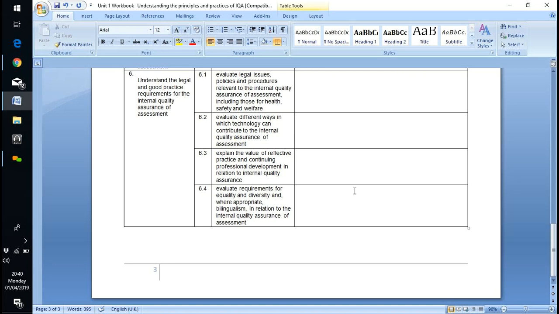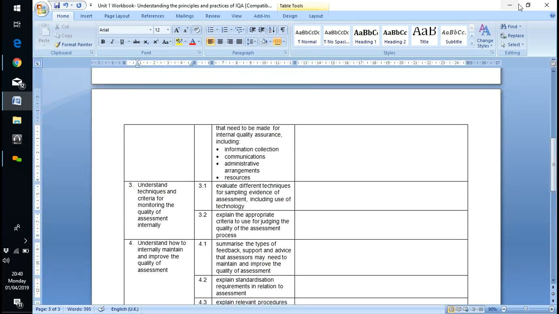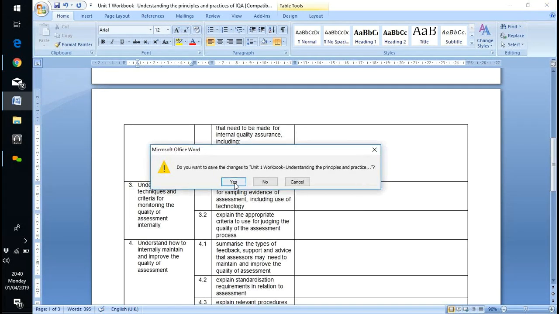So that was just wanted to cover off the last part of LO6, as I went over it quite quickly last week. Okay, I will shut that down.